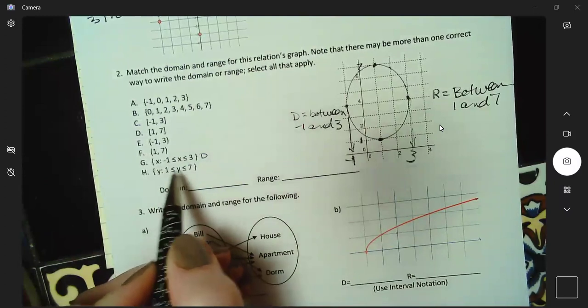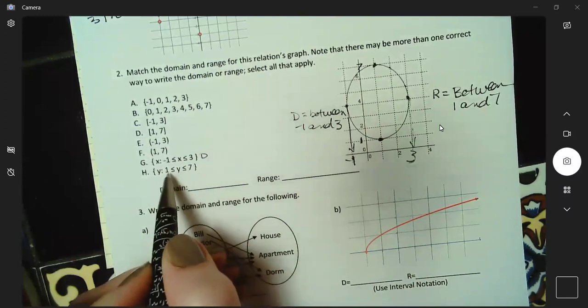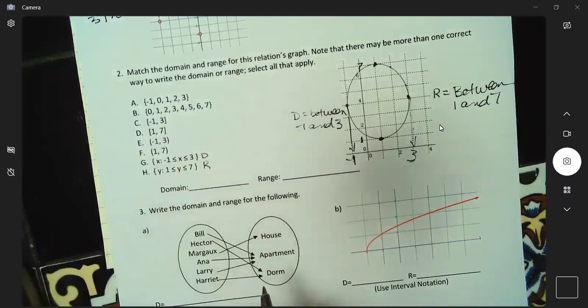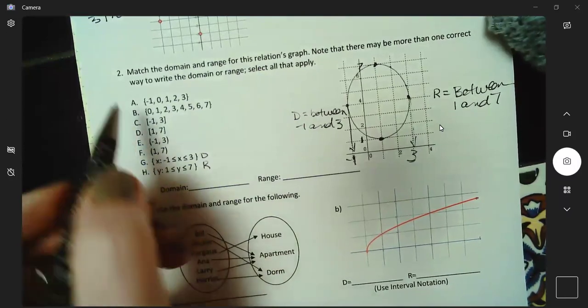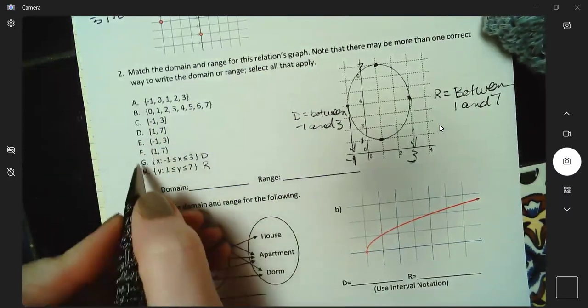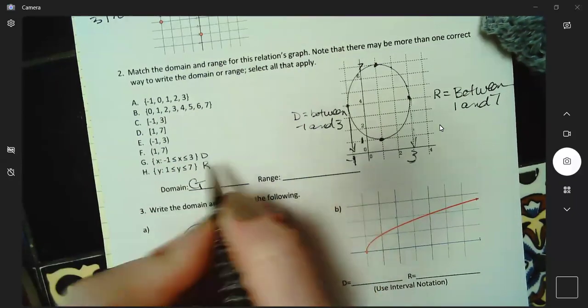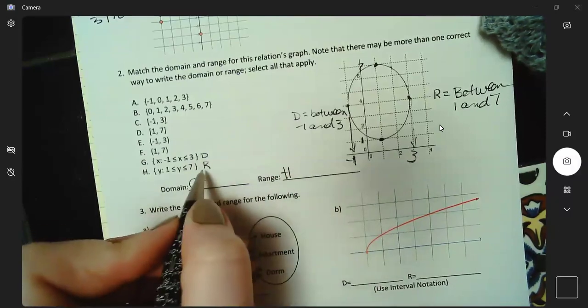1 is less than or equal to y, less than or equal to 7. That means y can be equal to 1 and 7 or anything in between. So that would be a way to write our range value. Okay, so if I'm going through all these multiple choice, for sure, G is one way to write how to represent the domain, and H is the way to represent the range.